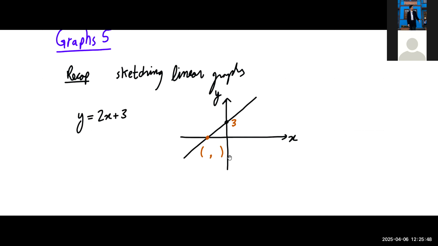Both of them? No, how could x be 0? X is 0 over here, right? And y is 0 over here. This point is the only point where both of them are 0. You need to remember this, okay?